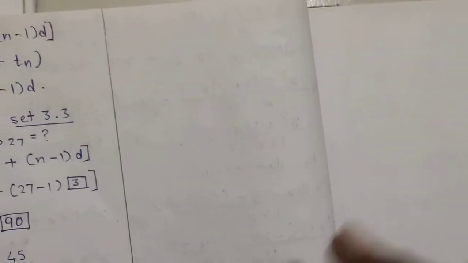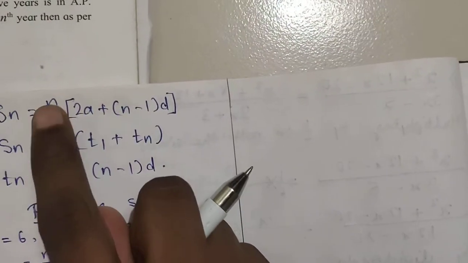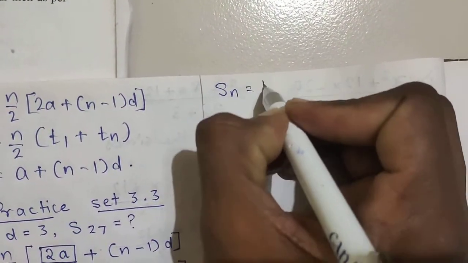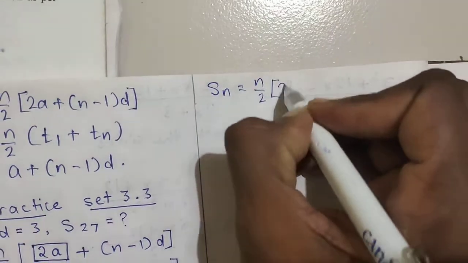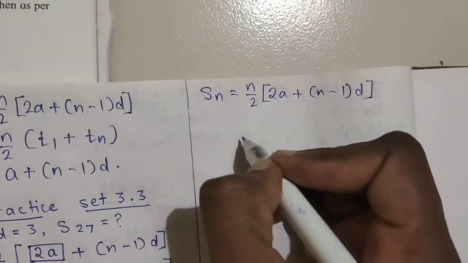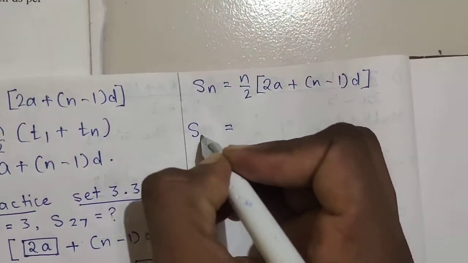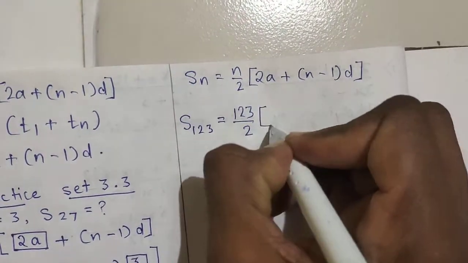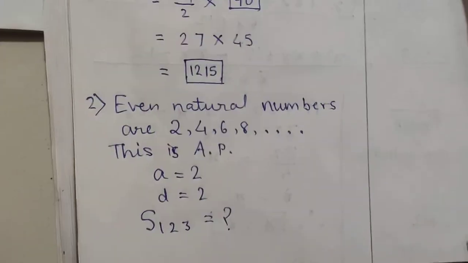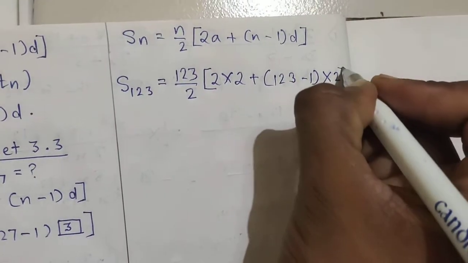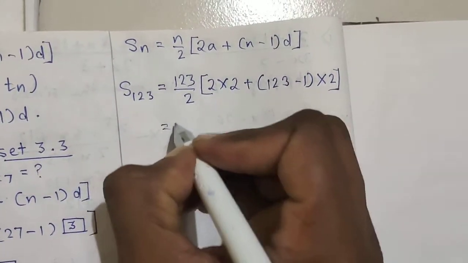Now you are going to use this formula, because in this formula n, a, d, everything you know. So let us write this formula. Sn is equal to n upon 2 [2a plus (n minus 1) into d]. Now let us substitute the values. What is n? 123. Here also 123 divided by 2. Now 2 into a, what is a? A is 2. So here you are going to write 2 plus n is 123 minus 1, and d is 2, so into 2. Now let us simplify this.